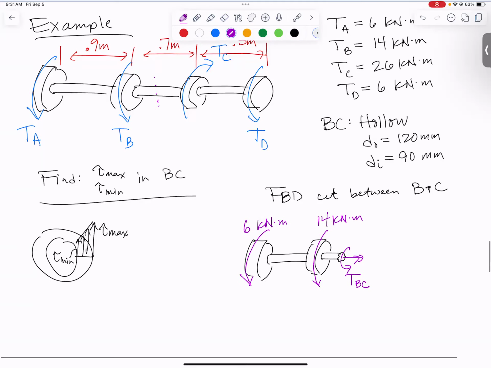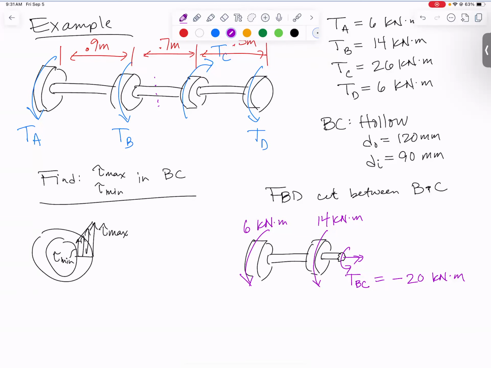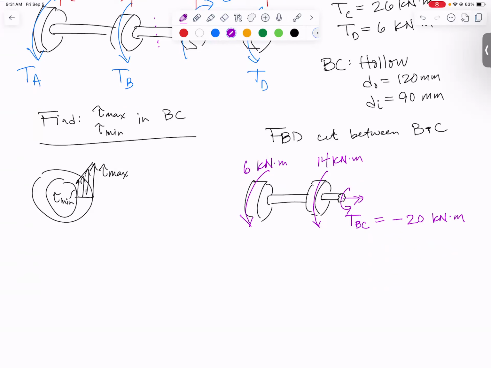If you sum those torques, you will find out it's actually negative. It should be minus 20 kilonewton meters. I drew it in the wrong direction is what the negative means. It's actually a negative internal torque. But let's find the magnitude of the shear stress. To do that, we're going to need J. So J will be pi over 2 times the outer radius to the fourth minus pi over 2 times the inner radius to the fourth.